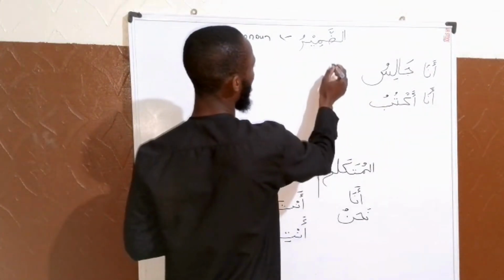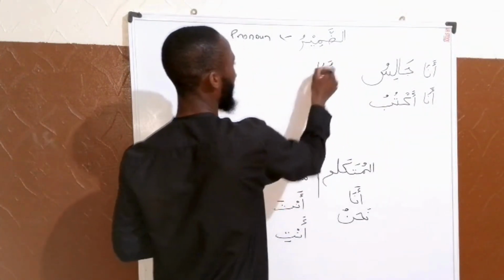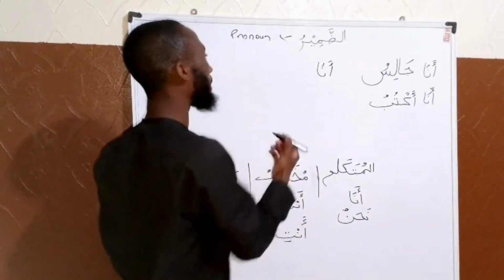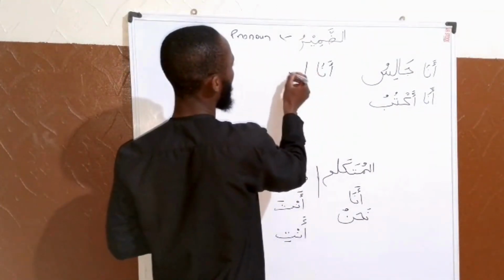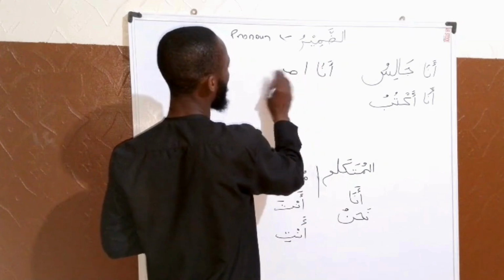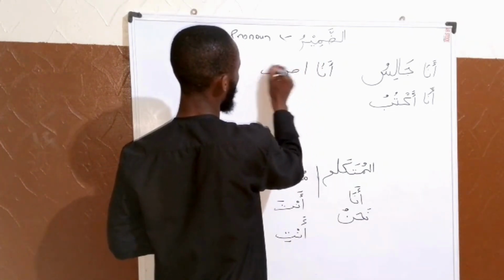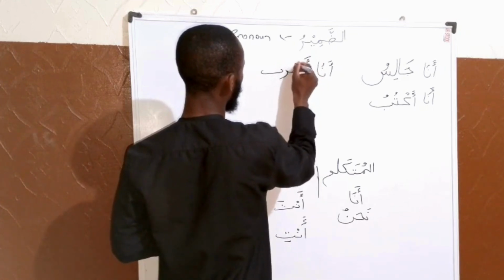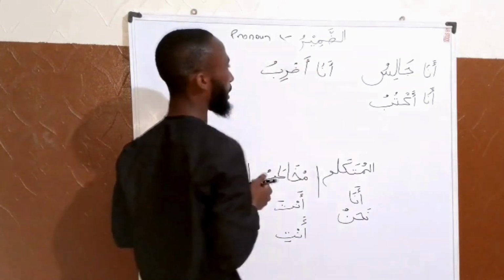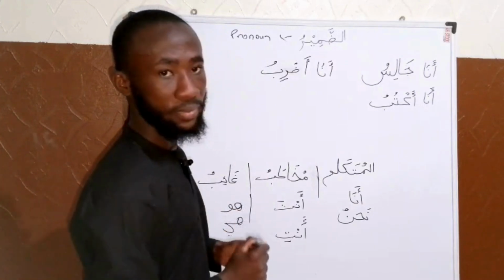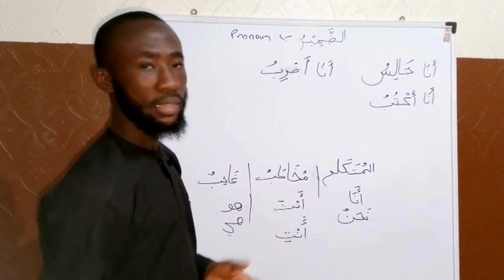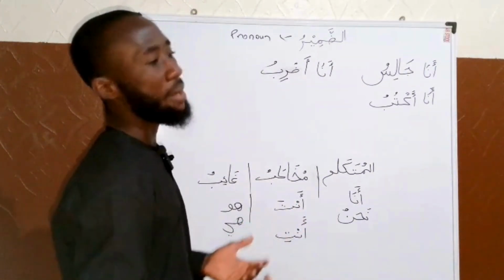Then another one. How do you say I'm beating in Arabic? You say ana adribu. Ana adribu.